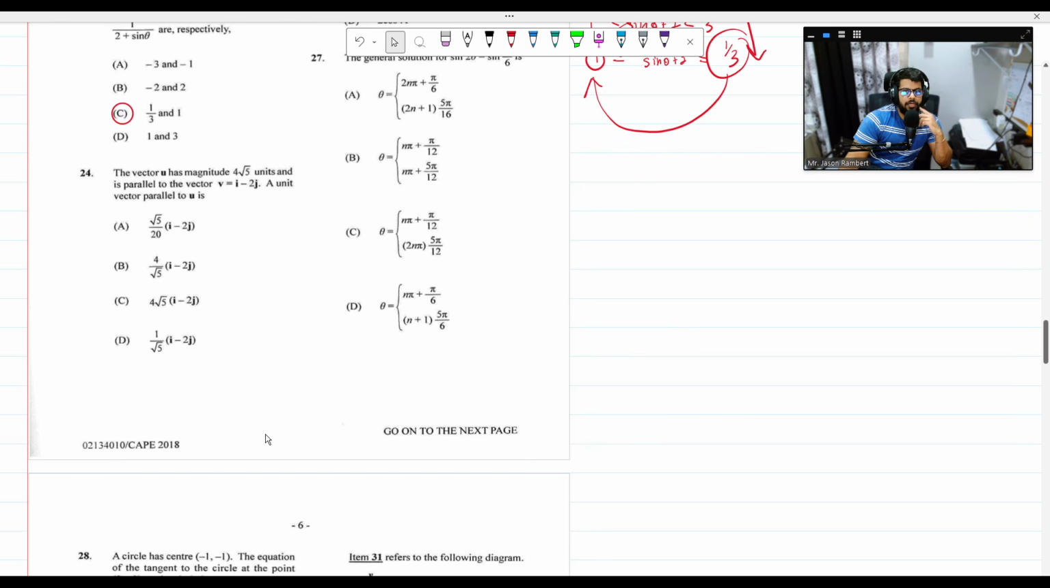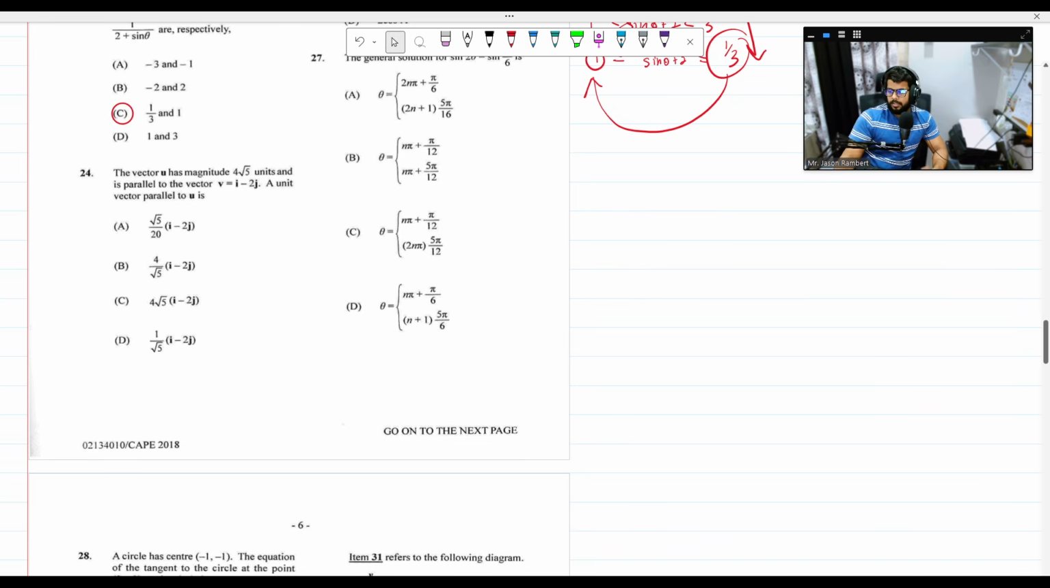The vector u has a magnitude of 4√5 units and is parallel to the vector v, which is i minus 2j. A unit vector parallel to u is... this is an easy one. Here is what you can do. They want a unit vector parallel to u. First things first, just check and see which one of these gives me a magnitude of 1.